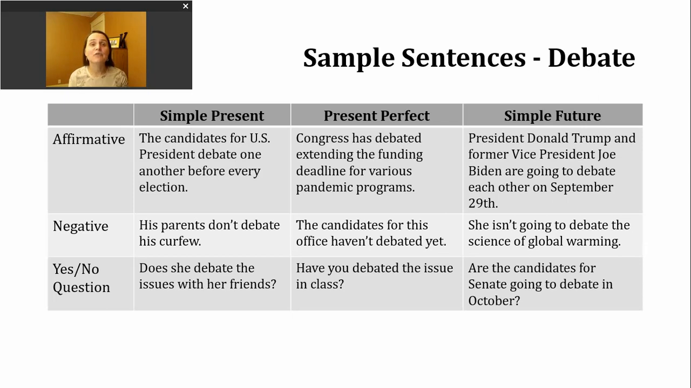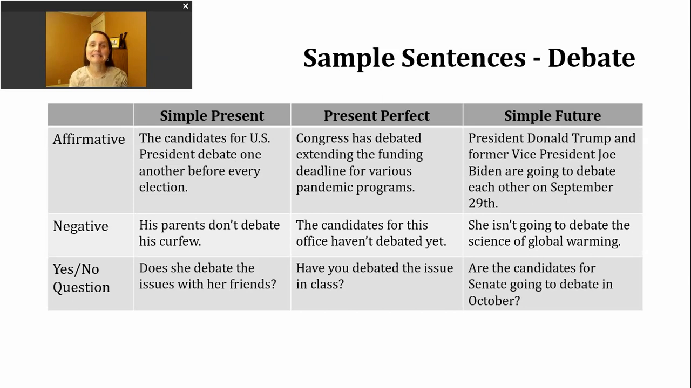Let's take a look at an affirmative example in the simple present. The candidates for U.S. president debate one another before every election. So this sentence is kind of a combination of fact and a habit as well. And you'll notice that, in some other examples, this activity or this action is coming up.